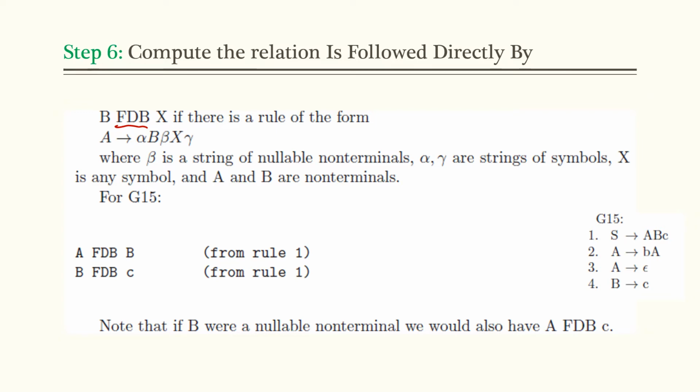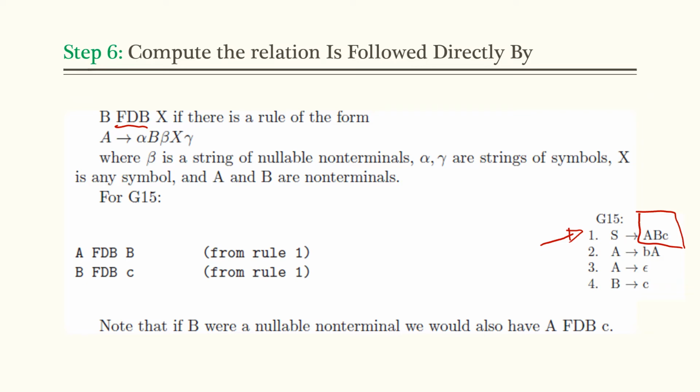So we need to find the followed directly by. In this case, if you look into the grammar G5, the rule that has this form, A goes to alpha B beta X sigma, is rule number 1, where it contains nullable as well as some strings of terminals and non-terminals. We are interested in the right hand side of the rule, which is A, B, C. Followed directly by means what will follow directly after each of the symbols.